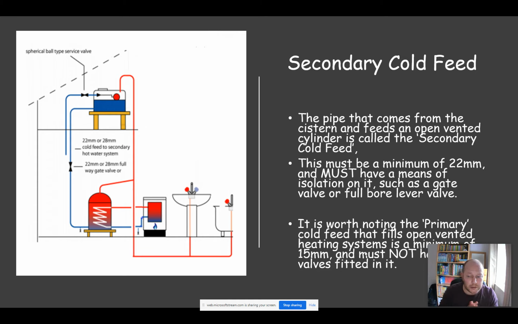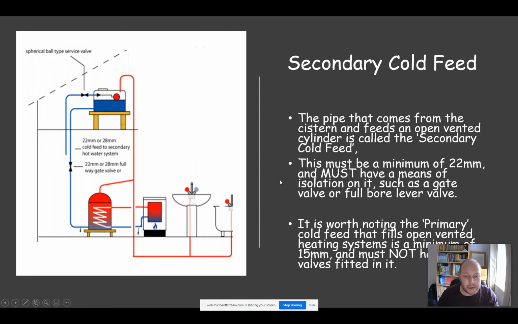Because under normal working conditions, the cold feed pipe, be it on the secondary side or on the primary side, is actually the first point where the water expands to, because when water's heated, it expands. When the water expands in this cylinder, the first place it's going to expand is through and into the cold feed, and it's going to cause the water level in the cold water storage system to rise a little bit as hot water expands.